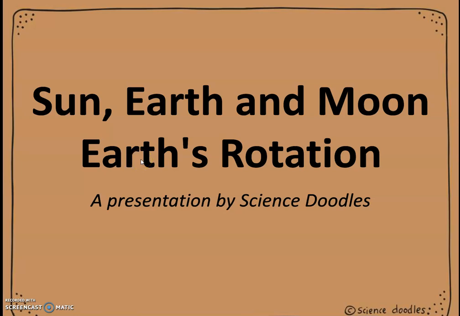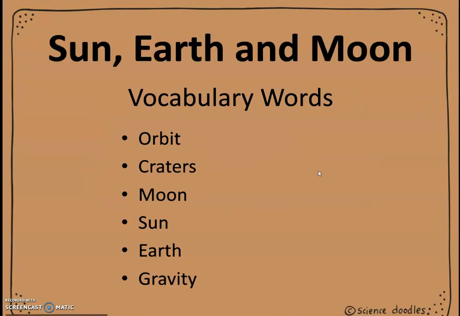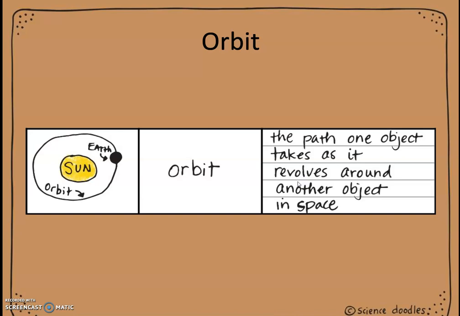Today we're going to talk about the vocabulary for the Sun, Earth, and Moon, Earth's rotation. We're going to look at these words: orbit, craters, moon, sun, Earth, and gravity. First up, we're going to look at orbit.